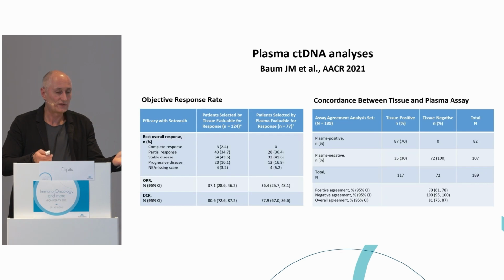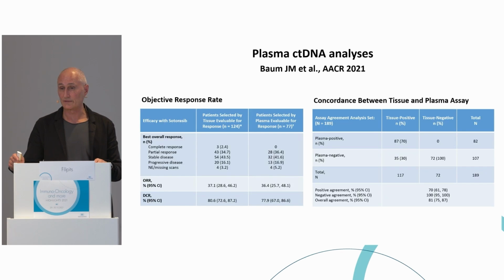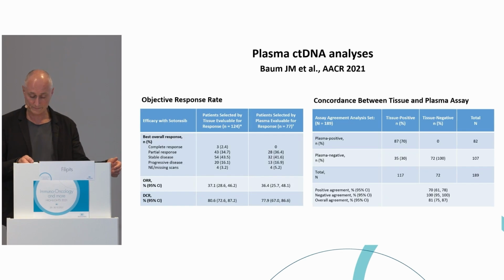So tissue is still the gold standard, but if no tissue is available, I think you can also try to get the result from the plasma. If it's positive, then it's good for the patient because you can deliver the drug. If it's negative, then it might also be a false negative. That you should keep in mind at least.